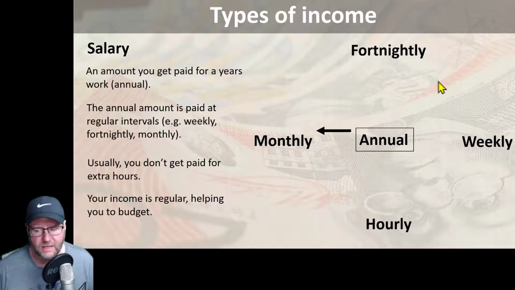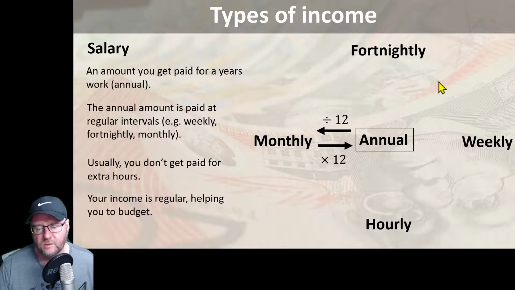If I've got an annual amount and I want to convert that into a monthly amount, well, how many months are there in a year? Well, there are 12. So I take my annual amount and I divide it by 12 because I'm breaking it into 12 monthly pieces. And the opposite applies. If I've got a monthly amount but I want to work out an annual, well, I'm going to times it by 12 because I've got 1 month times 12 to get my annual amount. Hopefully that makes sense. Let's work around though and have a look at the others.